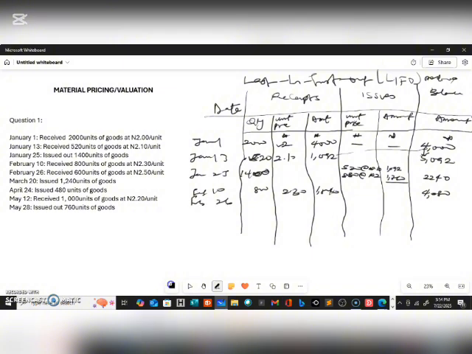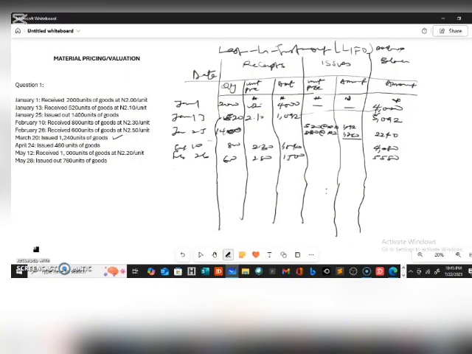So on February 26, we received 600 units again. 600 units at 2 naira 50 kobo. Okay, so let's multiply that, 600 multiplied by 2 naira 50 kobo. That is 1,500, which we're going to add to 4080. That's going to give us 5580. Okay, on March 20th, the company issued 1,240 units of goods.